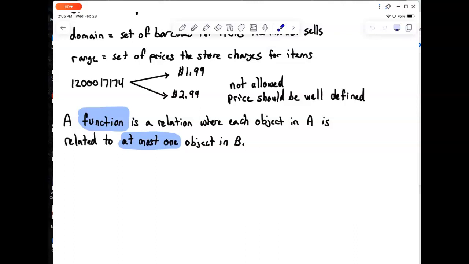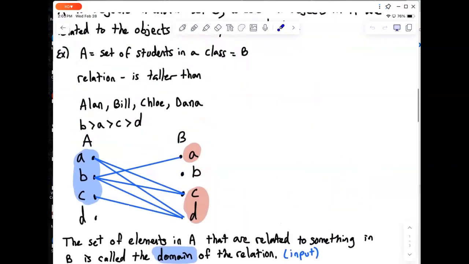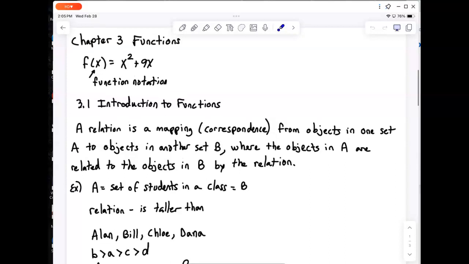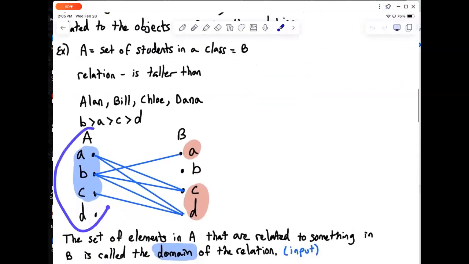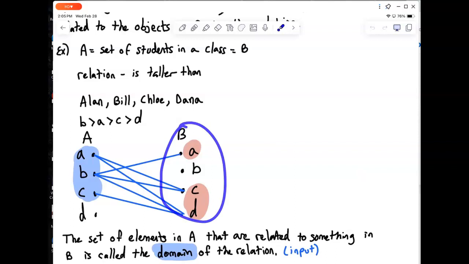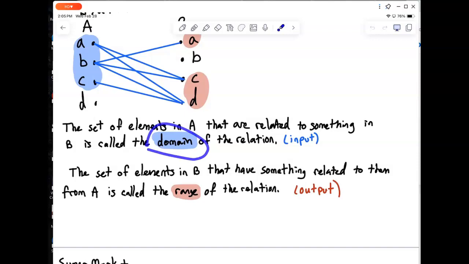Welcome back. So last time we introduced the idea of a function. We did so by first talking about a relation, what it meant for a relation, and what it did. A relation, again, is just a mapping or matching or correspondence, where it's taking stuff from one set A and matching it up with stuff in a set B. And those things actually could be the same things as they are in this example, or they could be different things. We reviewed the idea of domain and range as well.